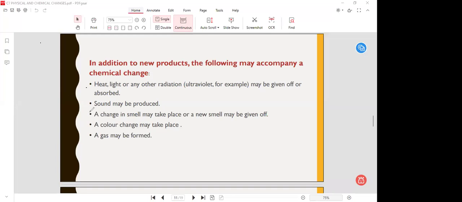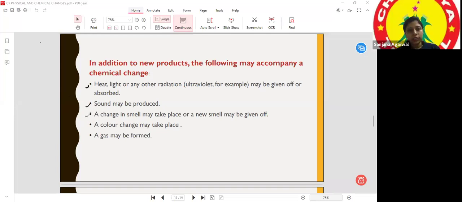So sound is also produced. A change in smell is sometimes observed, that is, rotting of fruits and vegetables. Color change, and a gas may be formed. So these are already done, but you can write the other three changes that can be observed and that may accompany a chemical change.